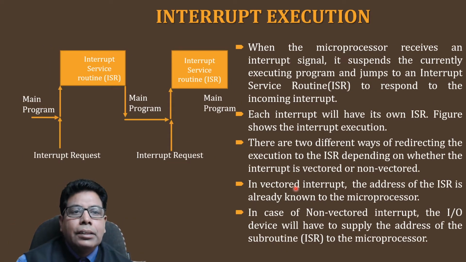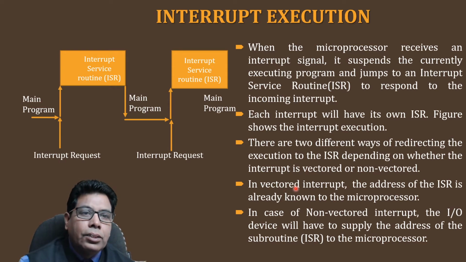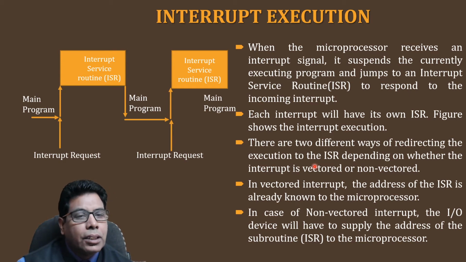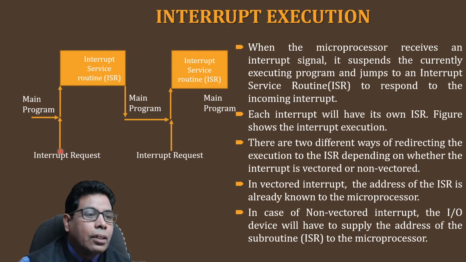So here, this is the general execution of an interrupt. When the microprocessor receives an interrupt signal, it suspends the currently executing program and jumps to the interrupt service routine to respond to the incoming interrupt. So here you can see the microprocessor will be executing the main program, and whenever it receives an interrupt request, at this point it is receiving the interrupt request. When it receives the interrupt request, it will go to the interrupt service routine or ISR.